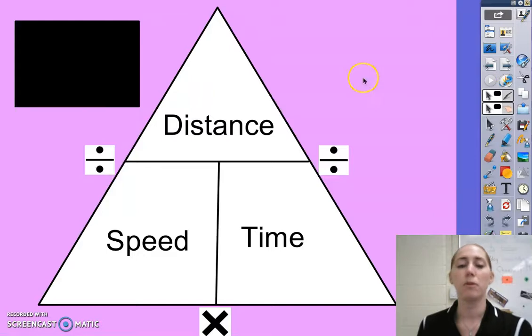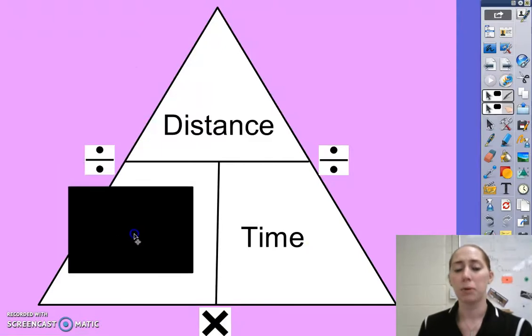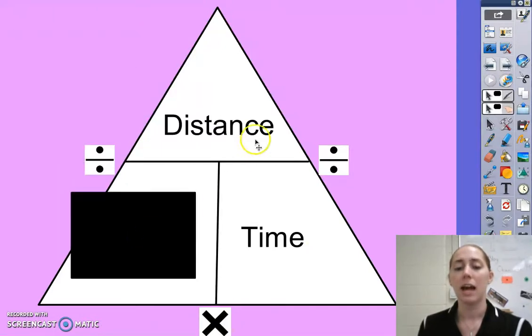It's sometimes helpful to be able to calculate how long it'll take you to get somewhere or how far you'll go given a certain speed. That's where this little triangle helps out. You set it up with distance on the top, speed on the bottom, and time also on the bottom. If I wanted to find out speed, I would put my finger over speed, and I would see that distance divided by time gives me speed.